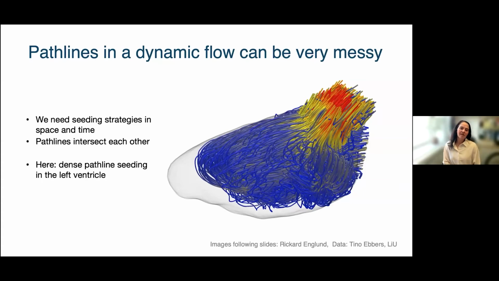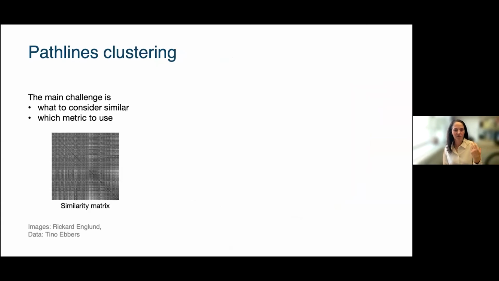This problem is sometimes approached by trying to cluster path lines, to group path lines together which are similar. The major challenge here is, what do we consider as similar? When are two path lines similar? There are different ways to look at it.